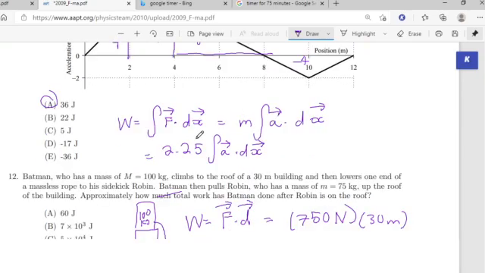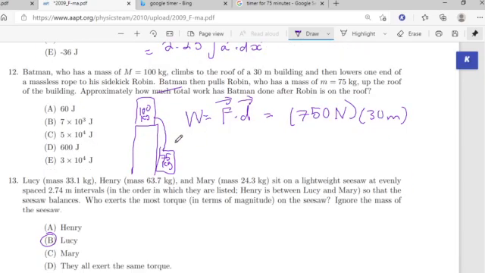Okay, what else did I skip? Did I skip just that one? Oh, and I skipped this one as well. Okay. Batman, who has a mass of, let's see the time, 16 minutes. Nice. Who has a mass of m equals 100 kilograms, climbs the roof of a 30-meter building, lowers one end of a massive rope to his sidekick Robin. Approximate total work. Actually, the total work, so it doesn't count. Also mean the work he's done on himself.